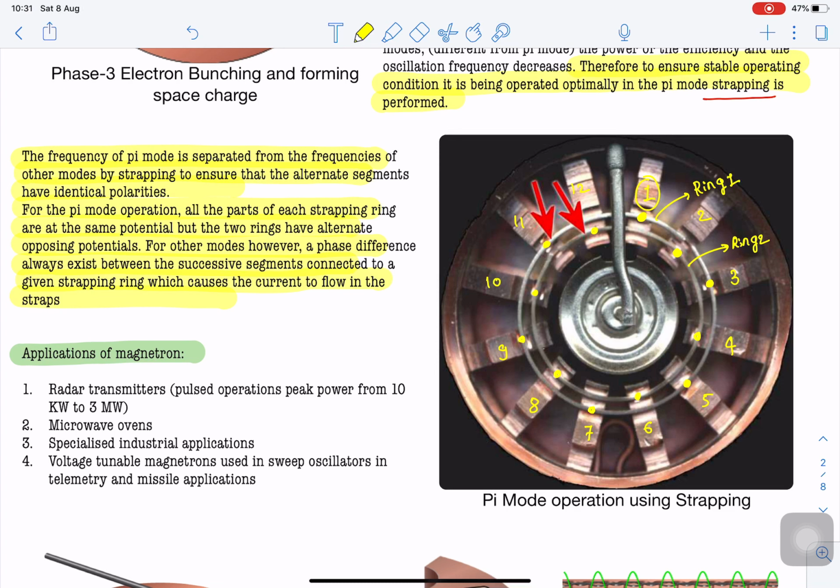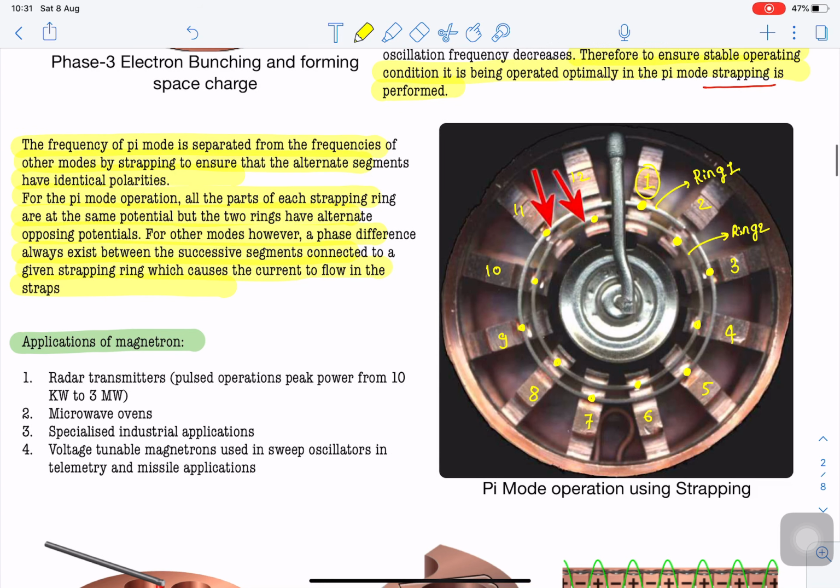Now why do we do this strapping process? It ensures that when the magnetron starts working, it will always operate in the pi mode. And we already know why we want to operate the magnetron in the pi mode: because when it operates in the pi mode, the output energy is maximum, and whatever microwave frequency we get at the output of the magnetron will be continuously sustained. So pi mode operation can be ensured by the process called strapping.